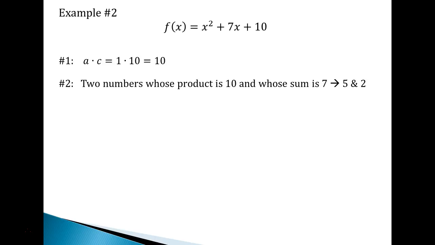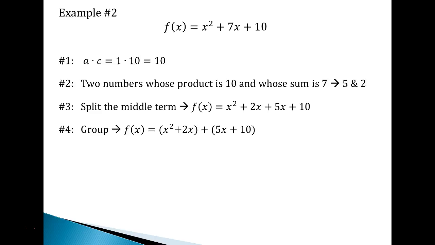Here is example 2. We have x squared plus 7x plus 10. I will begin by multiplying a times c. I end up with 1 times 10, and that gives us 10. Now I'm going to find two numbers whose product is 10 and whose sum is 7. My two numbers are 5 and 2. I will use those two numbers to split the middle term, which is 7x. So I rewrite my quadratic as x squared plus 2x plus 5x plus 10.